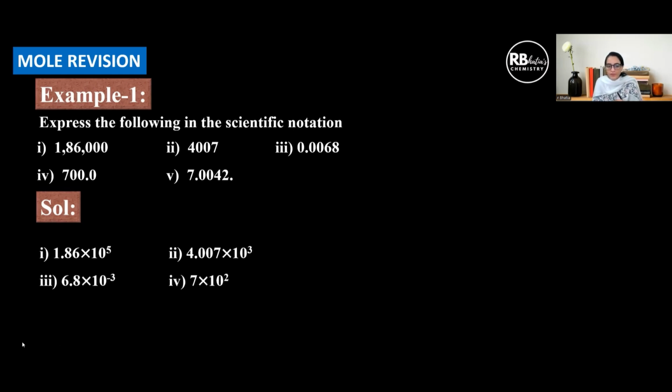Next is 6.8 into 10 to the power minus 3. 700 is going to be 7 into 10 to the power 2, and 7.0042. This is already in scientific notation. So in case I want to express it as a power of 10, I can put it as into 10 to the power 0.